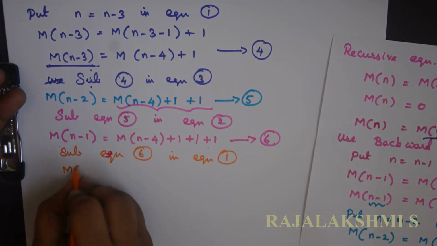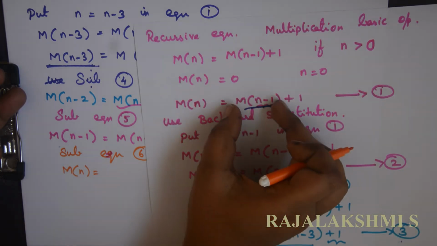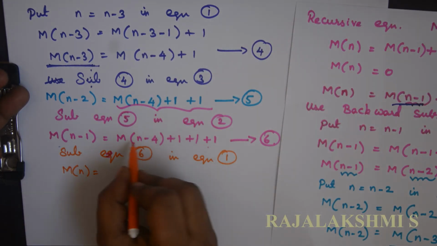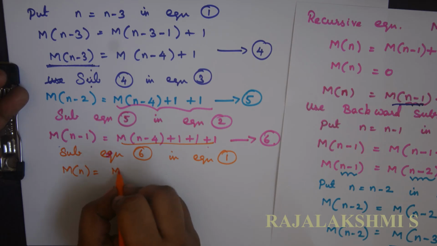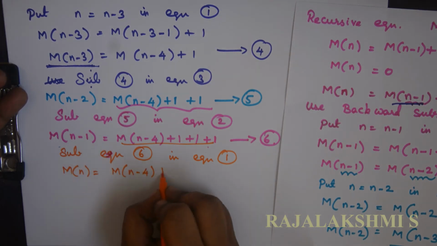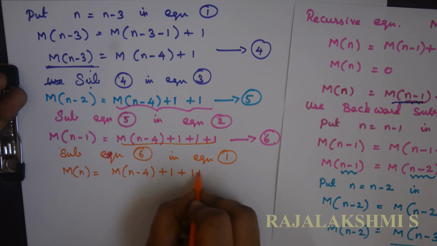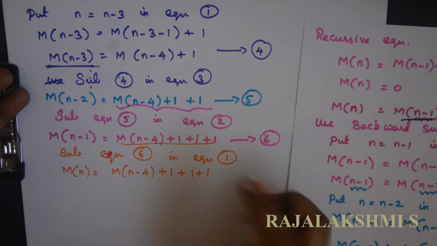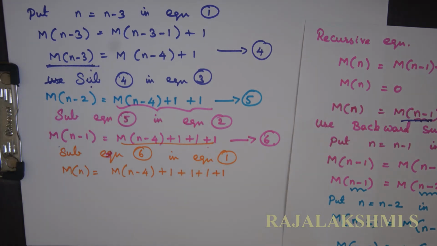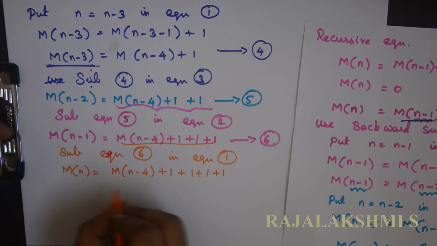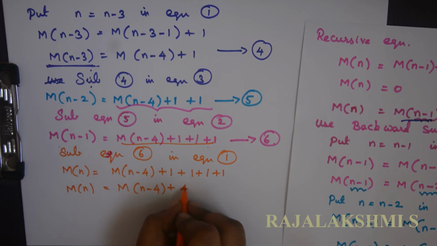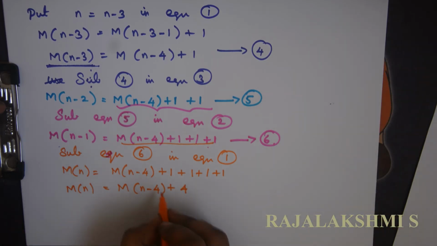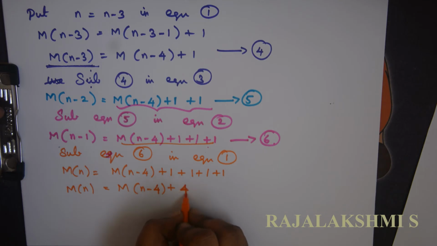So m of n is equal to, instead of m of n minus 1, now we are having these 4 terms. So that should be written as it is, m of n minus 4 plus 1 plus 1 plus 1, and here we are having one more plus 1. So that should be written, right? So we will consolidate from this. m of n is equal to m of n minus 4 plus 4, right? So here it is 4, and here also we are having 4.